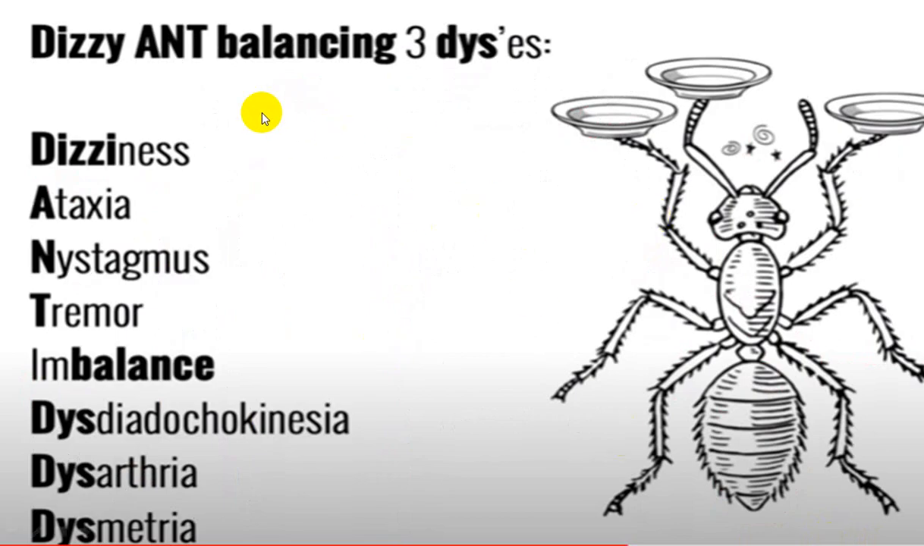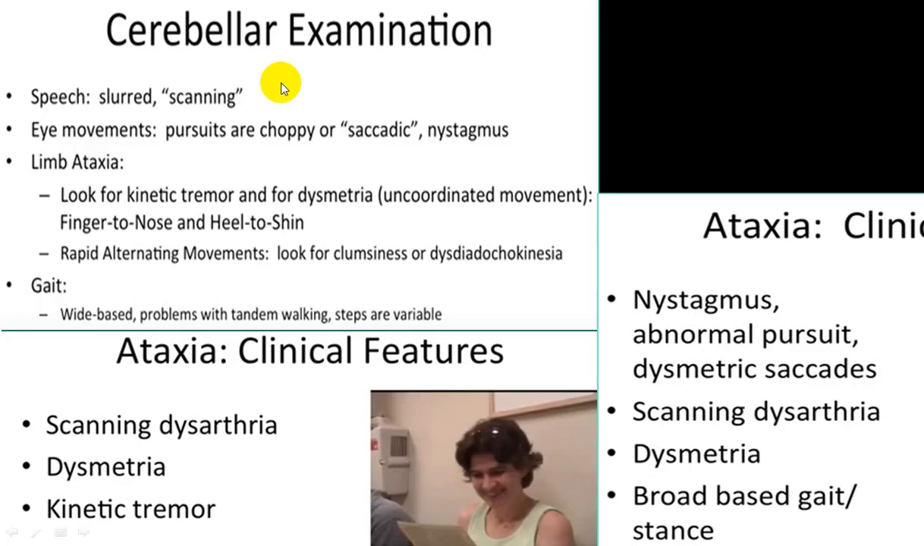There is another way of description: dizziness, ataxia, nystagmus, tremor, imbalance, dysdiadochokinesia, dysarthria, dysmetria. So they say that dizzy and balancing, 3 Ds. So dizzy for dizziness, and is ataxia, nystagmus and tremor. Then balancing is imbalance, and 3D is dysdiadochokinesia, dysarthria and dysmetria. So whichever way you want to remember.